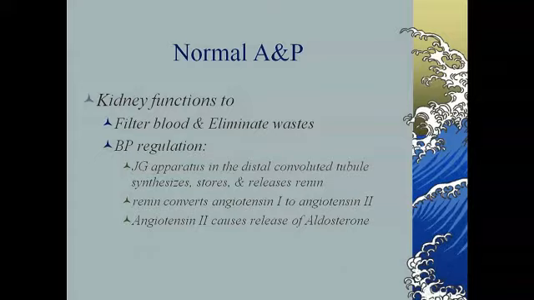Renin converts angiotensin 1 to angiotensin 2 in the lungs, and then angiotensin 2 causes the release of aldosterone from the adrenal glands. And aldosterone saves sodium, and along with sodium goes water. Now our ANP, which is your atrial natriuretic peptide, which is produced by the atria of the heart, will inhibit the release of renin.